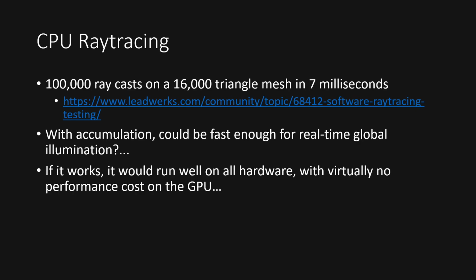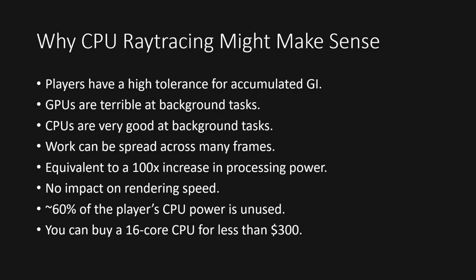Definitely for soft global illumination, including some soft reflections, not just diffuse. 100,000 raycasts per frame, and then you can accumulate those. If you can accumulate those results, that means you can do about 6 million raycasts per second. Well, here's why CPU ray tracing might actually make a lot of sense for dynamic global illumination.